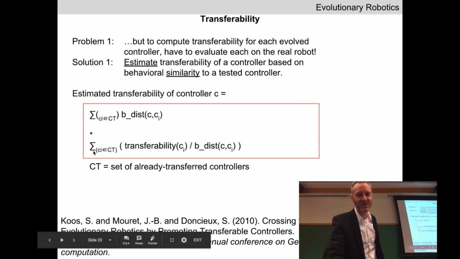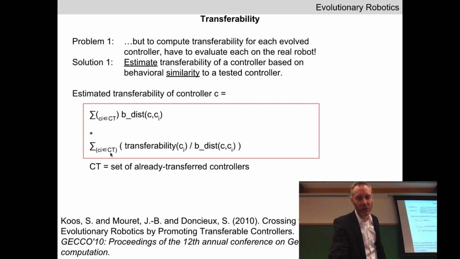We're going to perform a summation. And we're going to sum over all of the controllers that belong to CT, which is the set of controllers we've already sent to reality. So in the cartoon example, we sent 1 across. So CT would be a set that contains just one element for now. Okay.